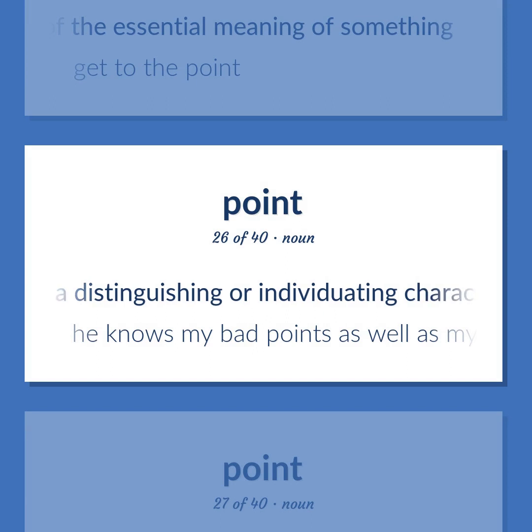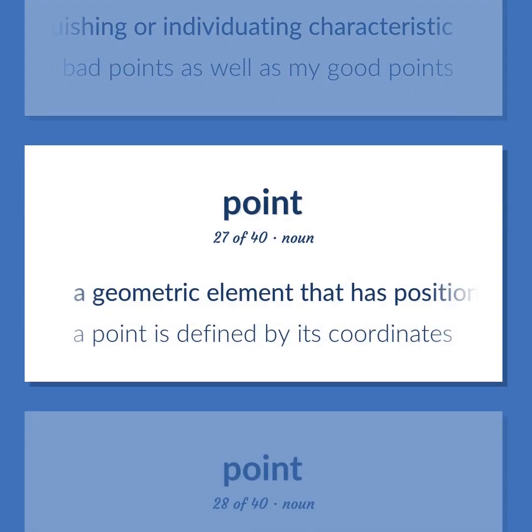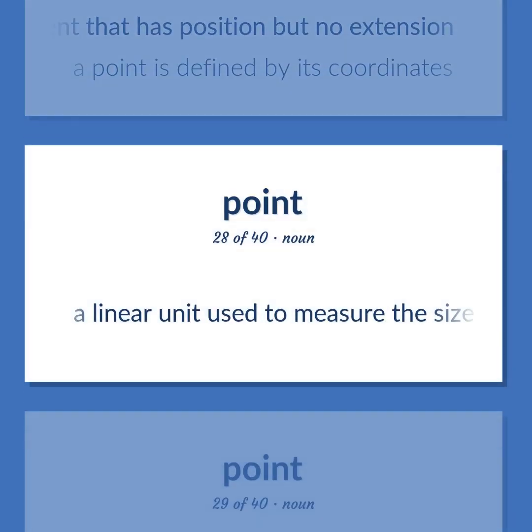A distinguishing or individuating characteristic. He knows my bad points as well as my good points. A geometric element that has position but no extension. A point is defined by its coordinates. A linear unit used to measure the size of type, approximately 1/72 inch.